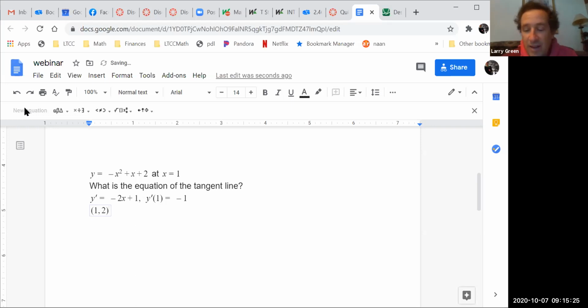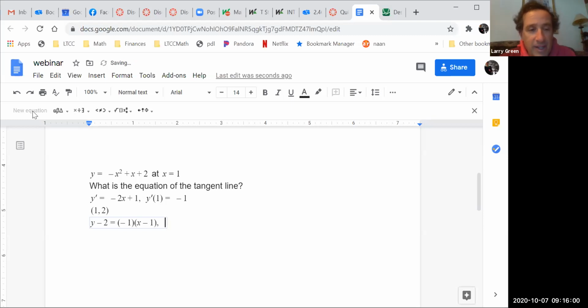Any questions so far? Okay, so now you've got to remember, if you have a slope and a point, how do you find the equation? That's y minus y1 equals m times x minus x1. So y minus y1, so y minus negative 2 equals m, which is -1, times x minus x1, and x1 is 1.